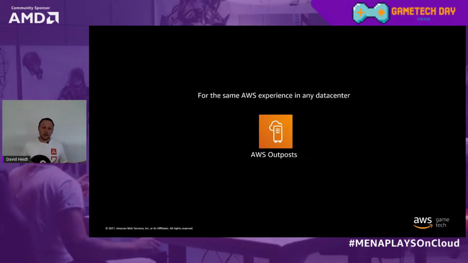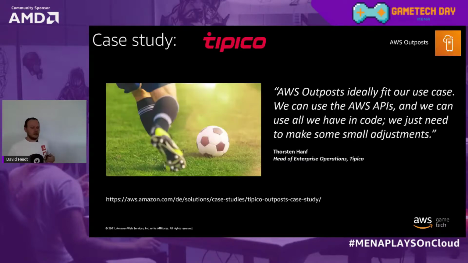One more service that I'm going to talk about is AWS Outposts. Let me again tell you a story of a customer, in this case, Tipico, a sports betting company based in Germany. They wanted to enter the US market to expand their business, but US regulations require that every online bookmaker maintain the data on premises within the state where they operate. So they had to deploy infrastructure where they wanted to operate in the US. What they utilized for that is Outposts.